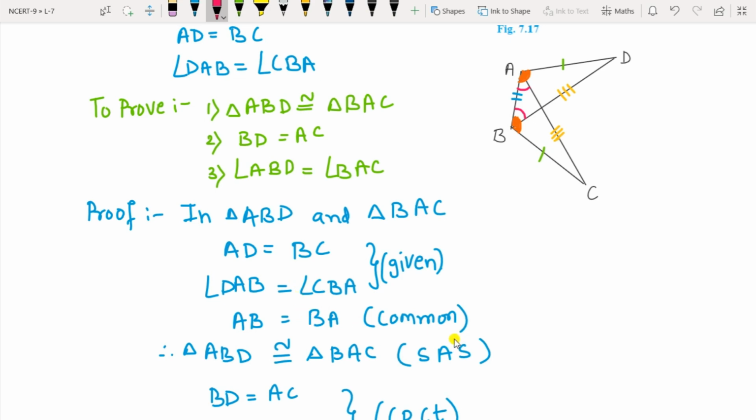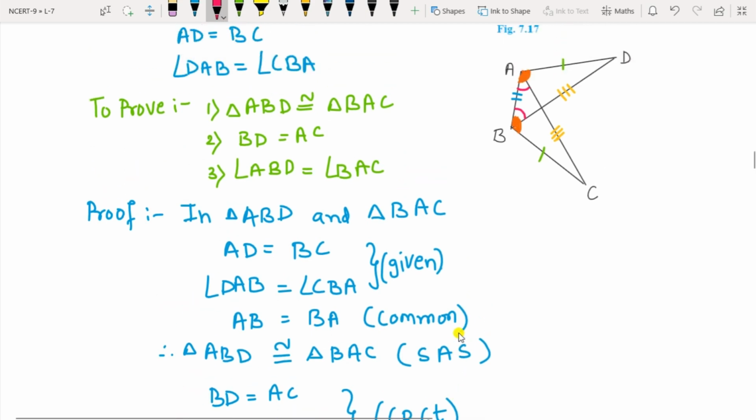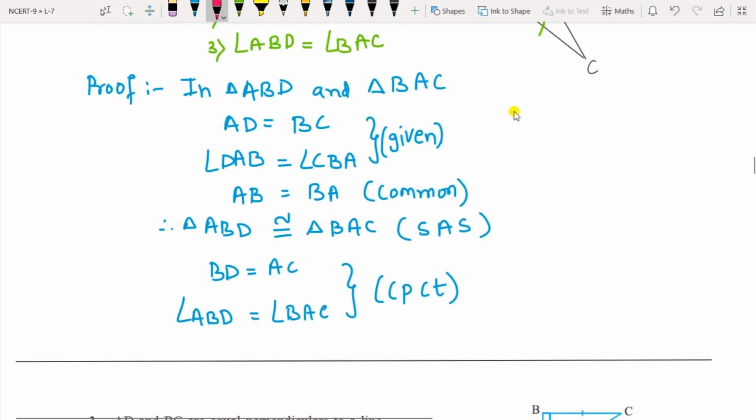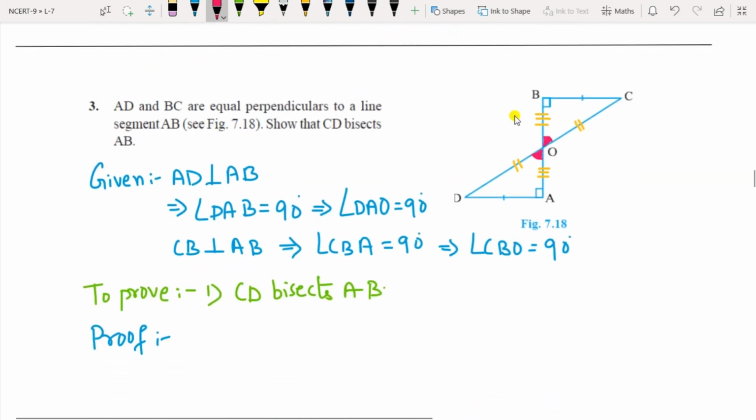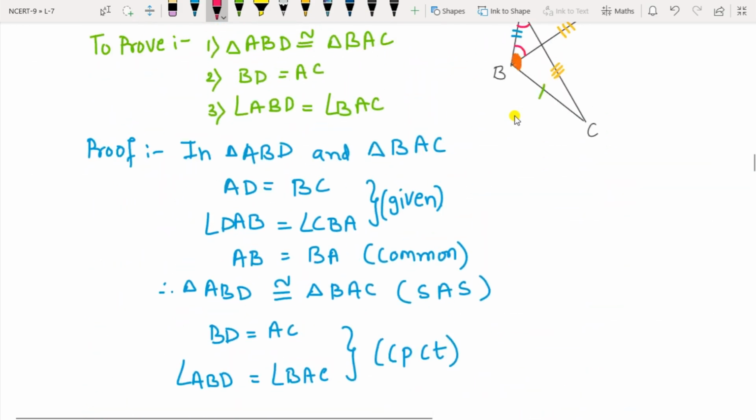Okay. Then the remaining things that we wanted to prove, those get automatically equal to each other by CPCT. That is BD equal to AC, and this angle, that one ABD, it will be equal to BAC. That is in pink color here. Okay. So that angle is also equal. So it is very easy to write.